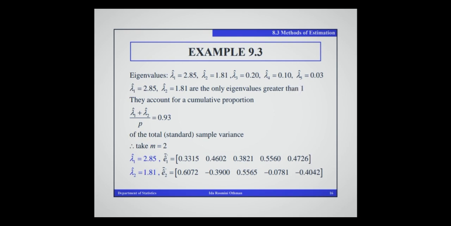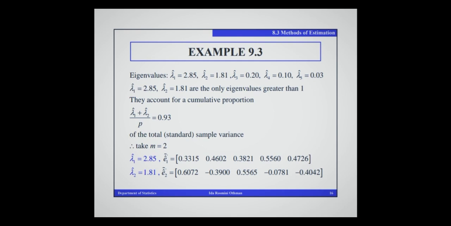So kalau kat sini, how many value of lambda more than 1? It is 2.85 and 1.81. So kita ada dua eigenvalue that is greater than 1. So we can say that we will choose 2 factors to represent all the 5 variables.